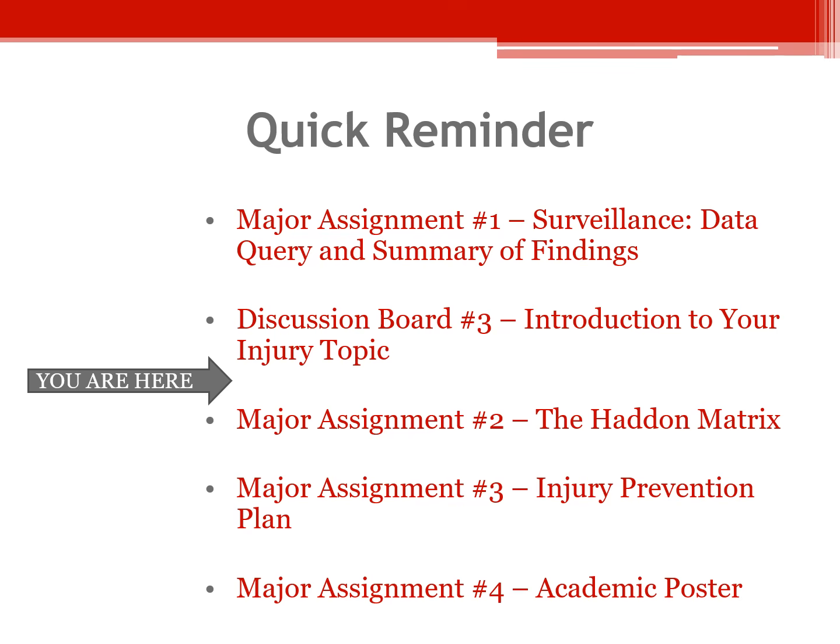But the point is, you should have already gotten to this point where you've picked your injury topic, and in the next few weeks, you're going to have to complete a Haddon matrix for your injury topic. You're going to have to do the injury prevention plan, which can consist of at least 3 different elements, and then you have to complete an academic poster for your selected injury topic. So there's still much to go in this semester with your selected injury topic. And of course, this is not an exhaustive list of all the assignments remaining in this course. These are just the ones related to your selected injury topic.